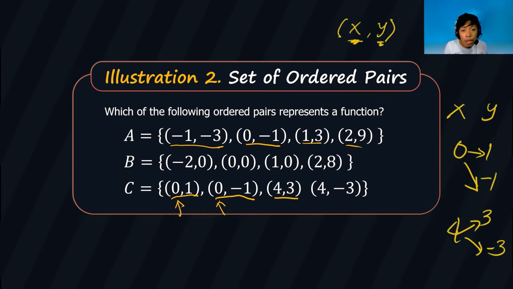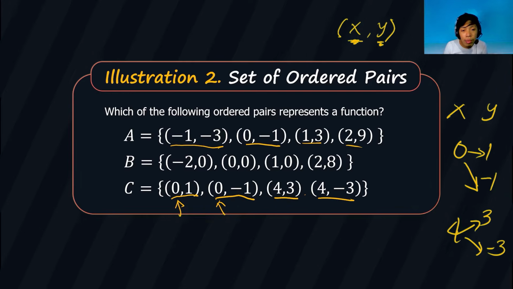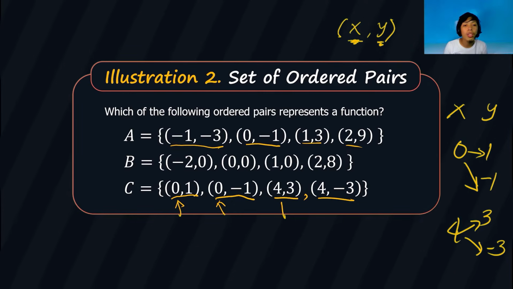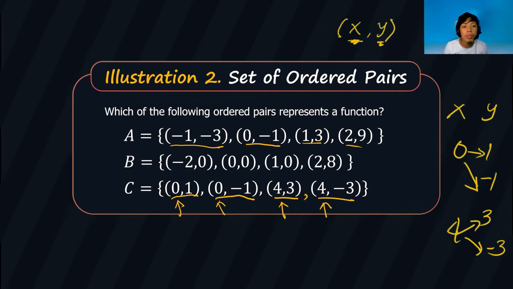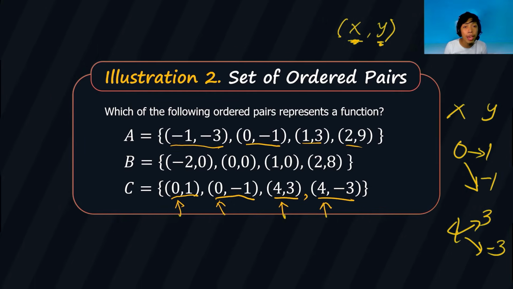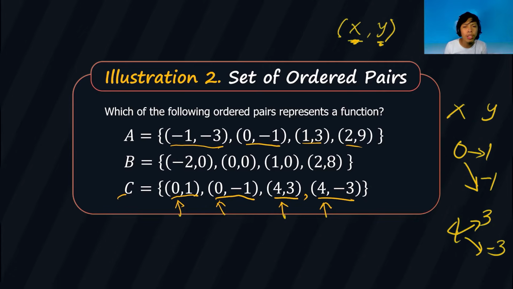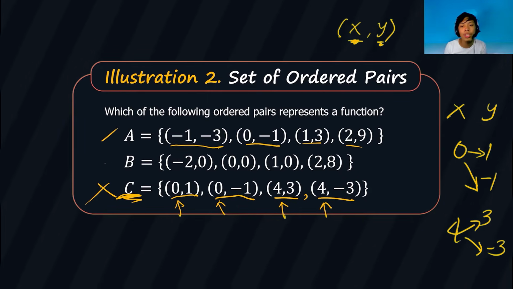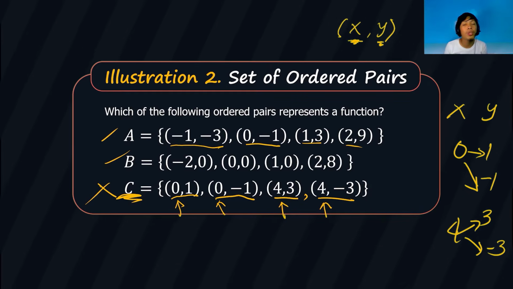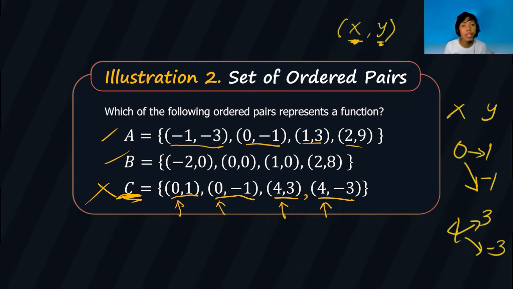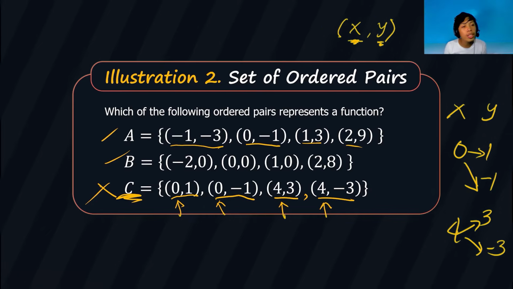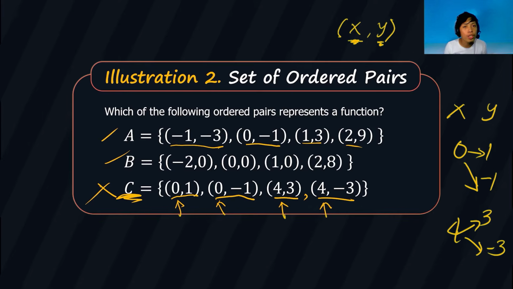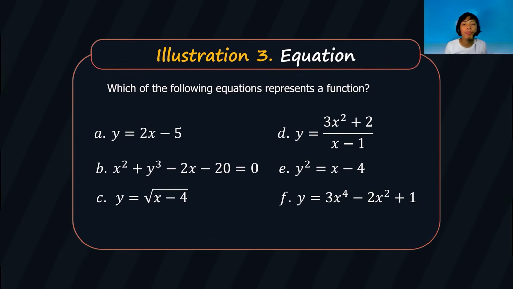Or this element and this element, it should have a comma there. Each element contains the same abscissa, the same x coordinate. That means, indeed, letter C is not a function. Letter A and letter B are functions because no two elements in the set contain the same abscissa. So that's how you identify a function if the given is an ordered pair.